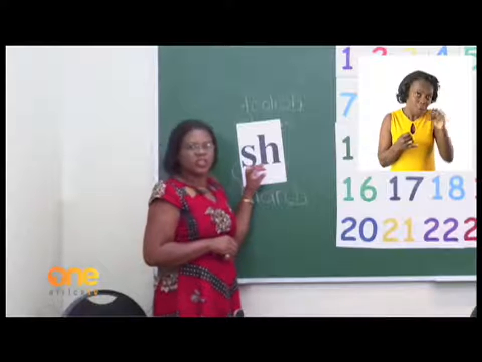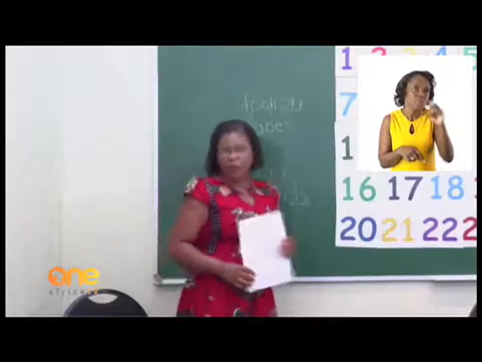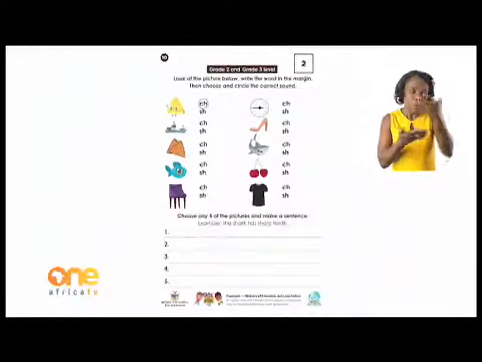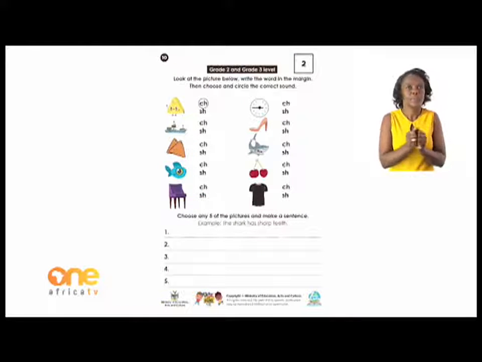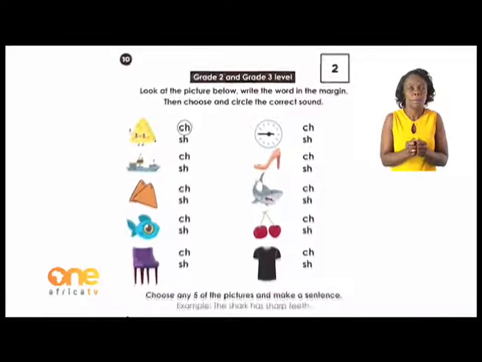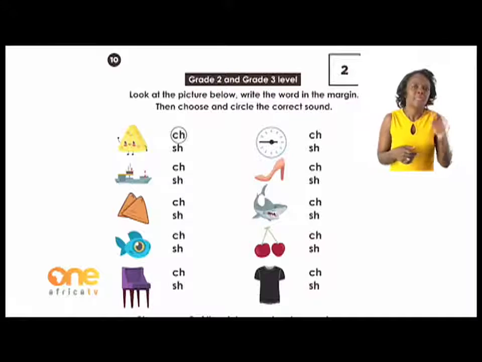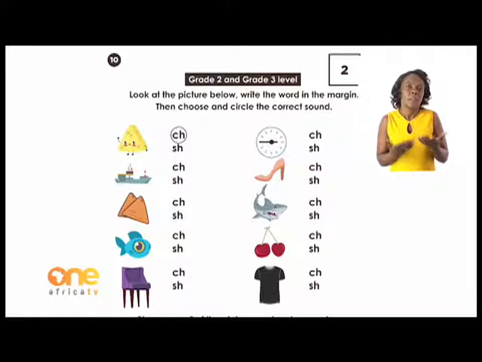It's still a sh. All right, so let's go to page 10 together and see the examples that we are given there. Let's do that exercise together. We can see the pictures there. Those pictures have two different sounds. Some of them have the ch, some have the sh. All right, so what I would like you to do is to check the picture. It will give you a clue. What is the name of that picture?